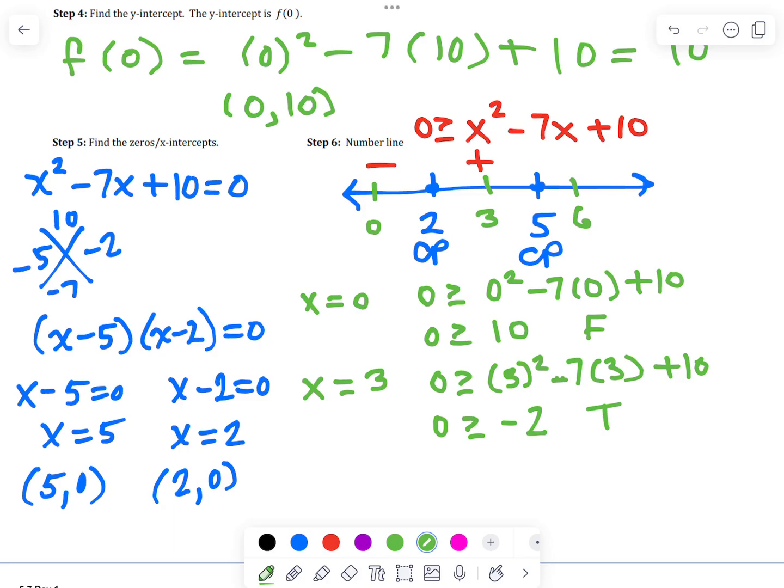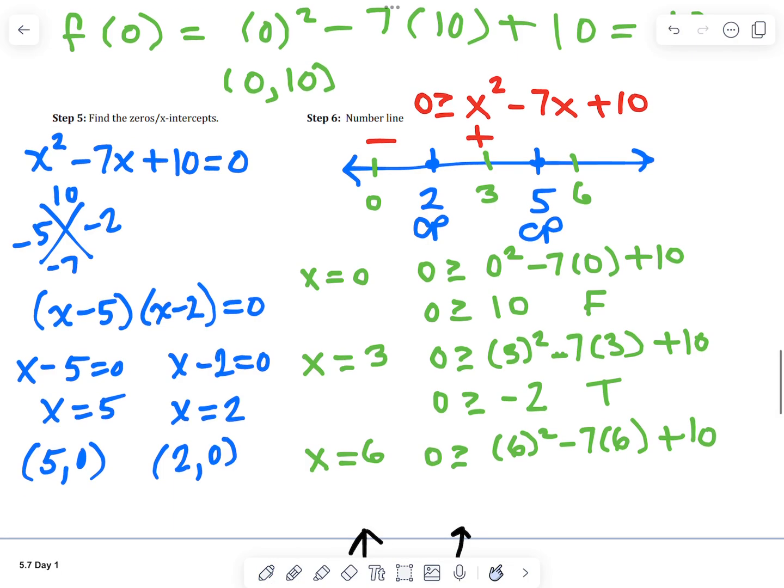Last one. X is 6. Sub it into the inequality, and then simplify it. Is 0 greater than or equal to 4? No, that is false. So we put a negative there.